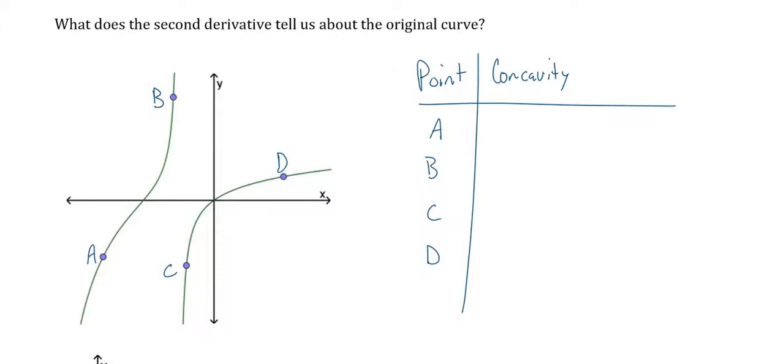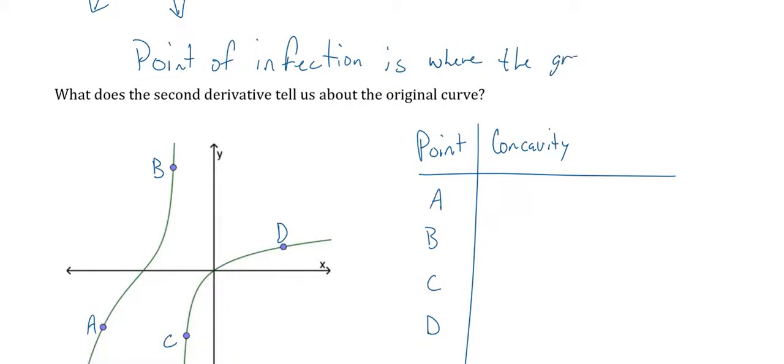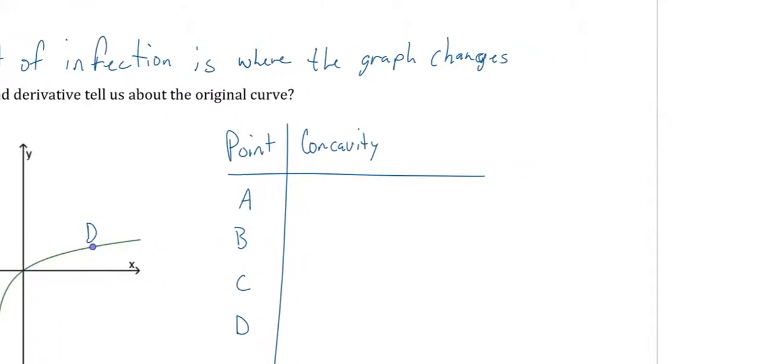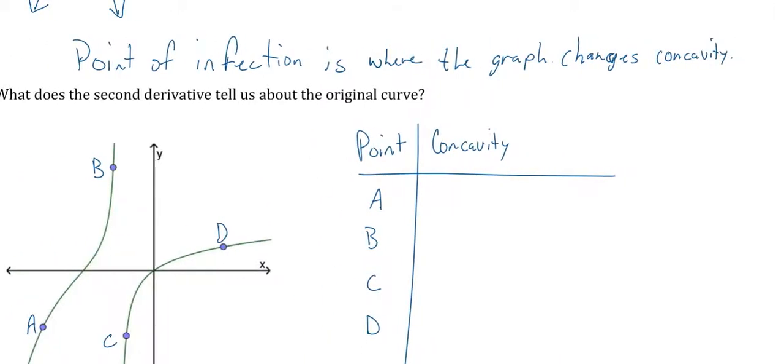Oh, we forgot to write one thing down. I'm going to go back and write that down. A point of inflection is where the graph changes concavity. Okay? A point of inflection is where the graph changes concavity. So these are the points that we're going to be able to calculate and put on our graph.